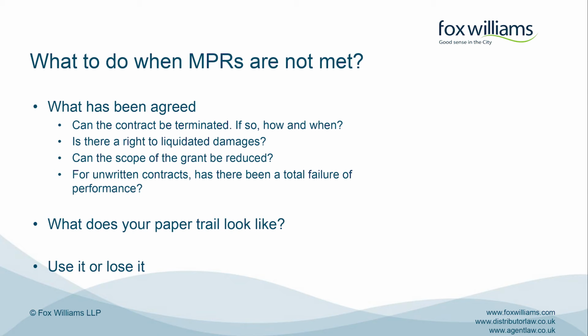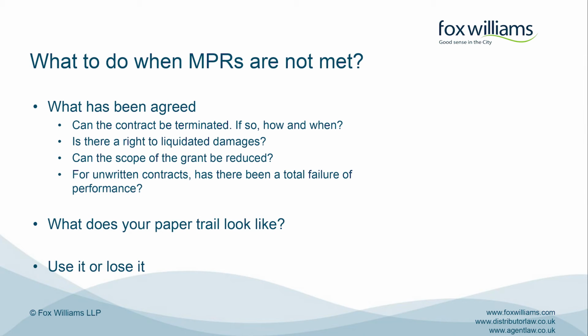For unwritten agreements, consideration should be given to whether the failure by the distributor is such that it amounts to a failure of performance. Failure of performance to the most severe degree would provide for a failure of consideration, and without consideration there's no valid contract, so the contract would not exist.